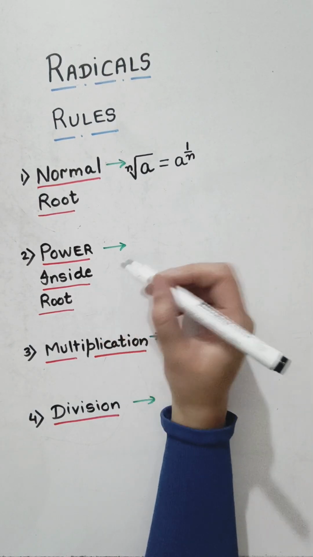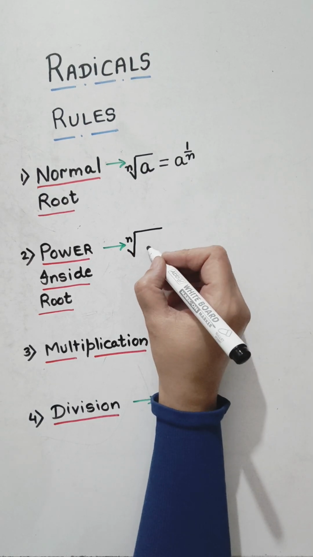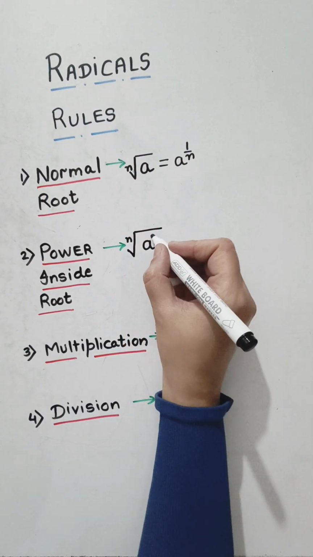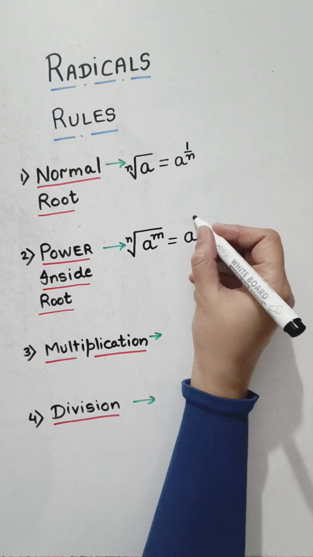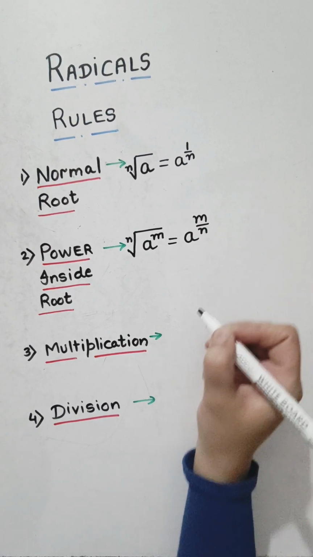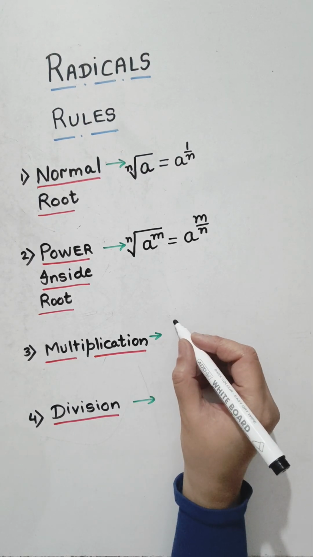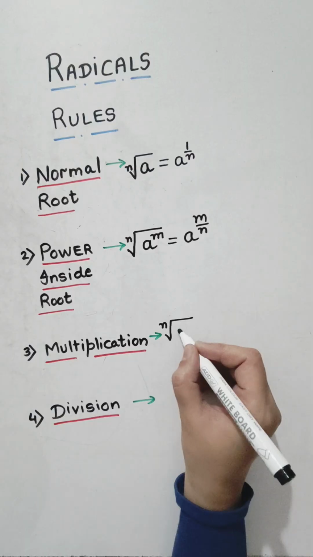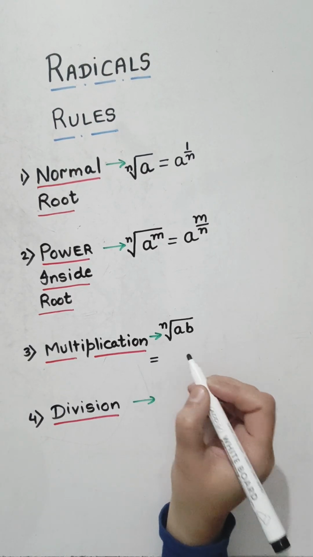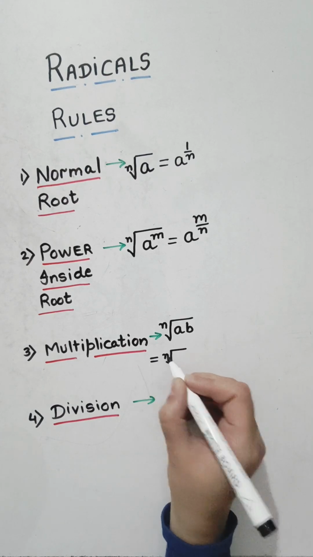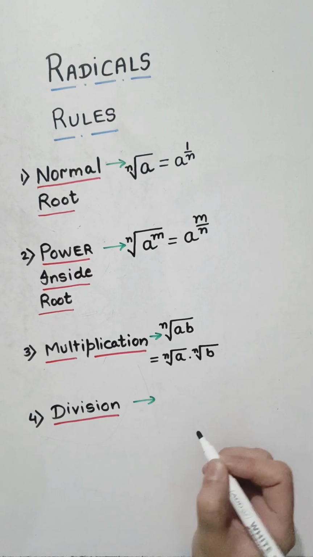Power inside root. So that means this kind of situation. I will be giving examples of radical rules also. Okay, not to worry. So it can be expanded as a raised to power m by n. When there is a case of multiplication, then we have nth root of AB. Its expansion will be nth root of A multiplied by nth root of B.